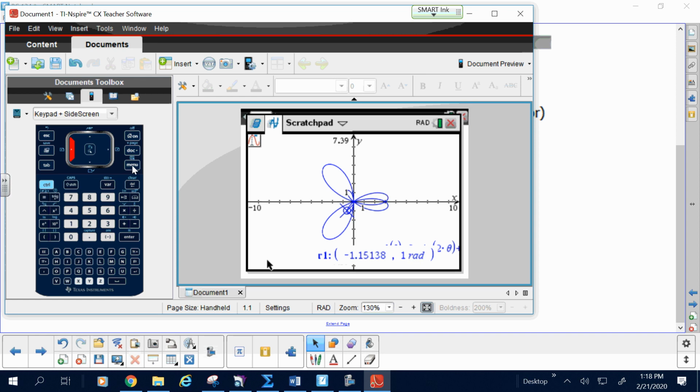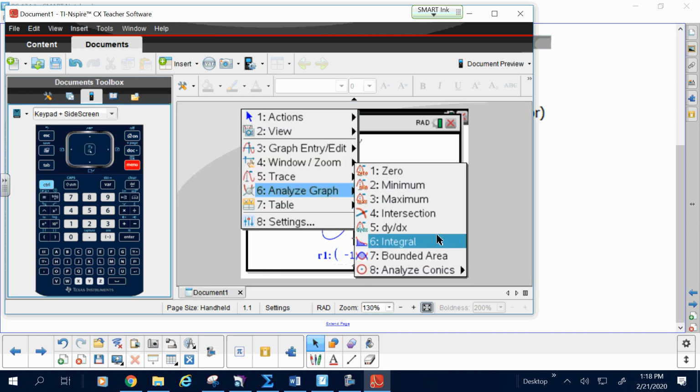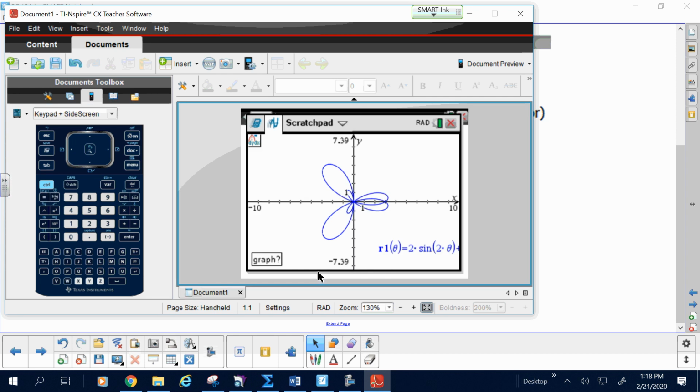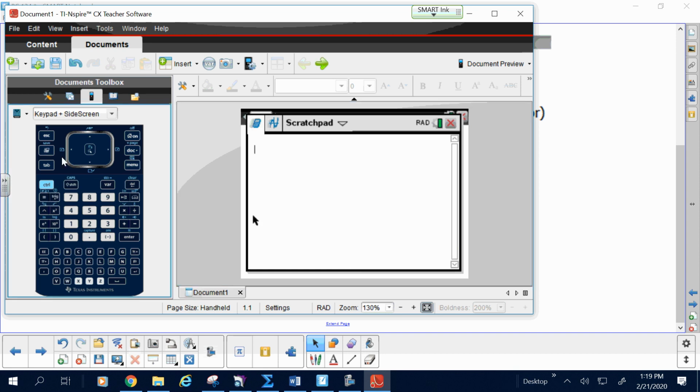Now let's try derivative. Analyze graph, find the slope, and it says, okay, what graph? And I say this graph, this equation here. And I think you can see that that function is not enabled in polar. The calculator cannot find slopes in polar mode, although on the 84 it can, as I mentioned. So I guess we have to know stuff. That stinks. We're going to have to go to the home screen and do some thinking.